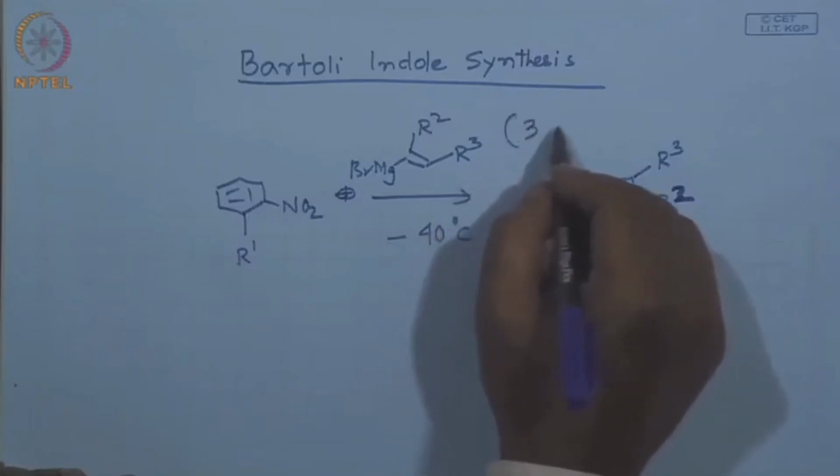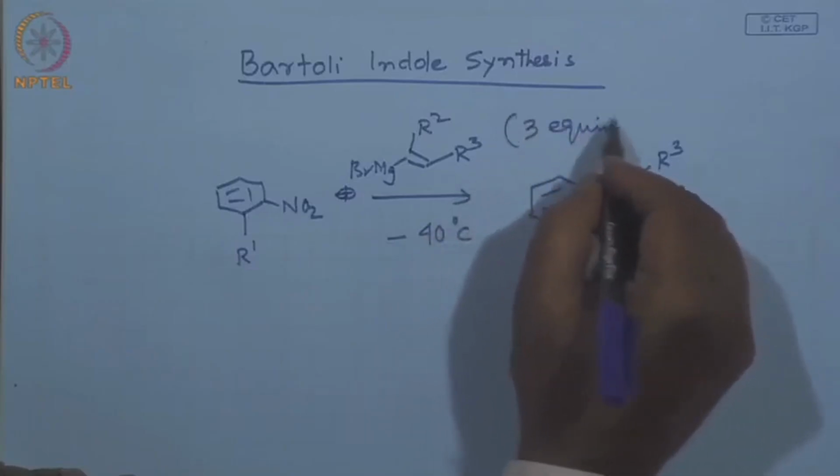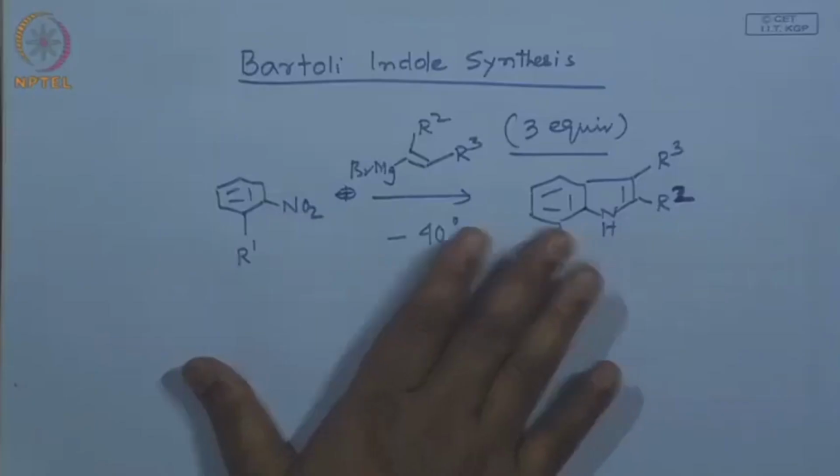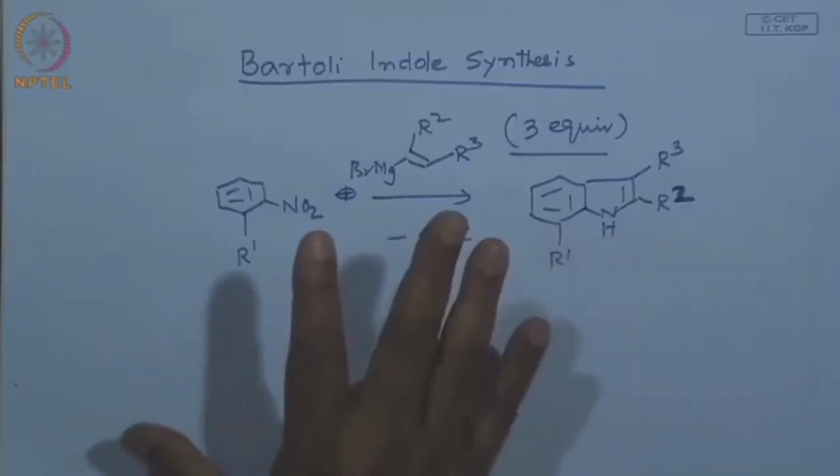This is required in high amounts. So, 2 of the molecules of the Grignard, 2 of the molecules are destroyed during the process. Okay. So, it is a pretty very good reaction, and quite a few people are using this or making these indole derivatives. So, maybe in the next class we will talk about the mechanism of this reaction.